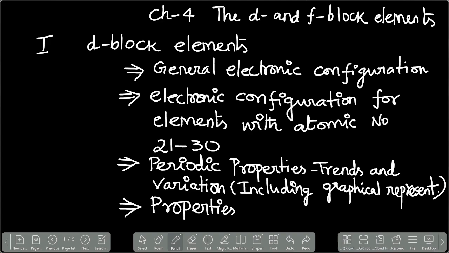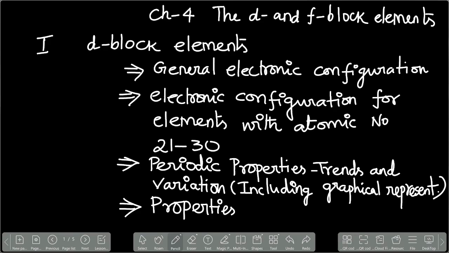Actually, we can divide the chapter into different categories. In the first category, D block elements. In D block elements, what are the basic things we need to know? First, general electronic configuration, and electronic configuration of elements for atomic number 21 to 30: scandium, titanium, vanadium, chromium, manganese, iron, cobalt, nickel, copper and zinc, right?